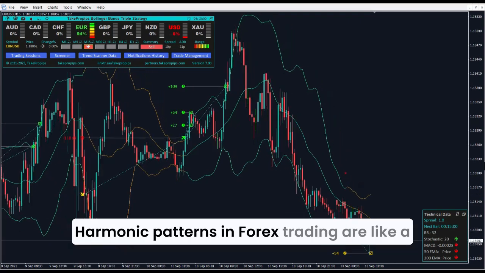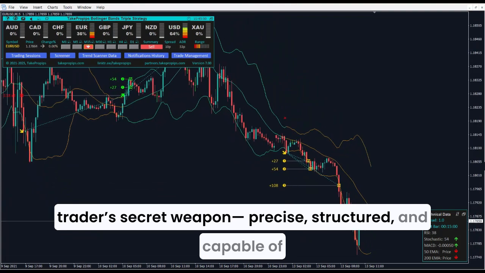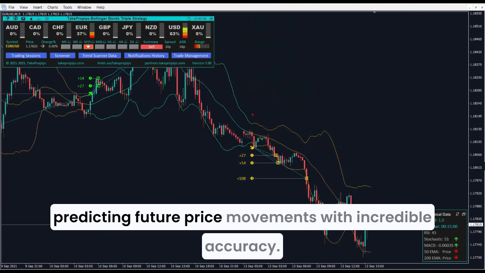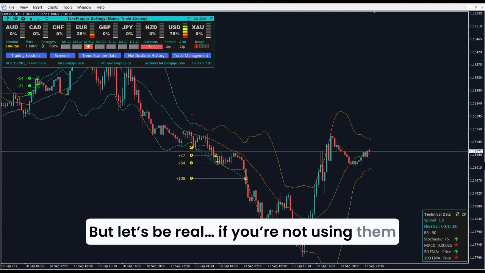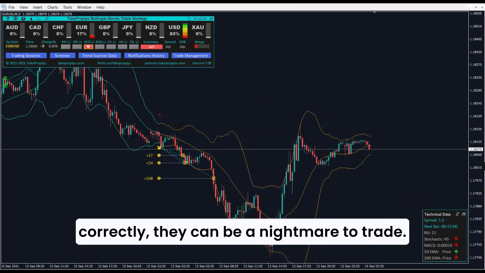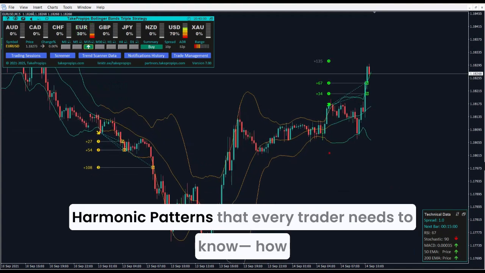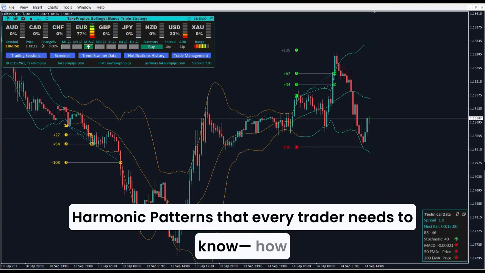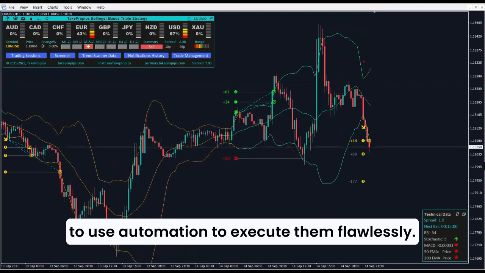Harmonic patterns in Forex trading are like a trader's secret weapon: precise, structured, and capable of predicting future price movements with incredible accuracy. But let's be real, if you're not using them correctly, they can be a nightmare to trade. That's why today, we're breaking down the top 3 harmonic patterns that every trader needs to know: how to spot them, how to trade them, and how to use automation to execute them flawlessly.